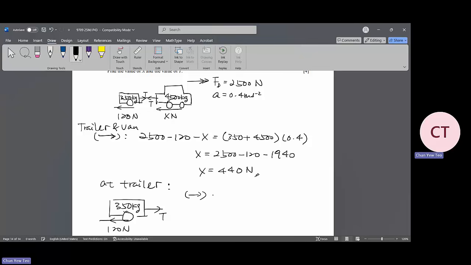Okay. So for this case, at the trailer, if you resolve the forces horizontally, you have D minus 120 equal to 350 times A. Then you get D equals 260 Newton. Okay, just press the calculator directly. Done. This will be the answer for question number 2.